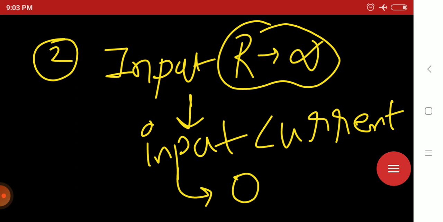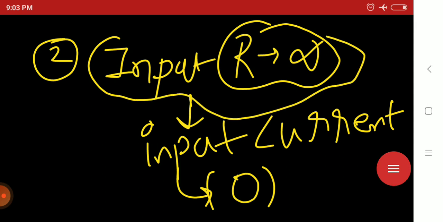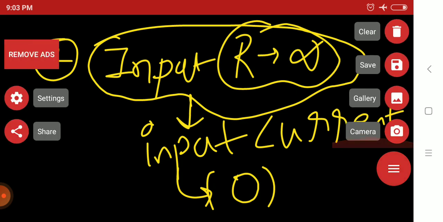Input current will be 0. That is for an ideal op amp: input resistance is infinity, which makes input current 0, and the output resistance of an op amp is 0, and the gain.